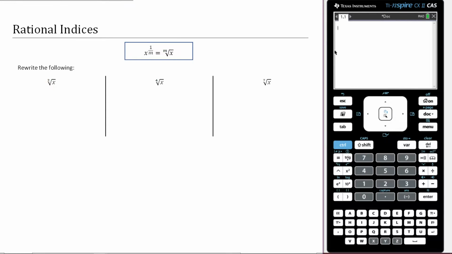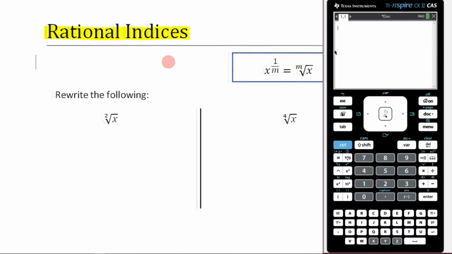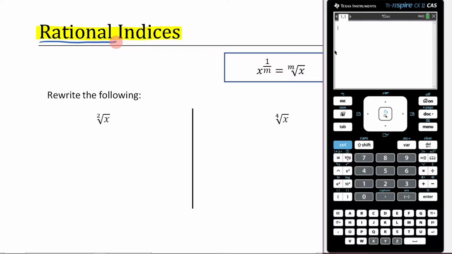Welcome. So in this lesson, we're going to talk about rational indices. Now, the first question we need to ask ourselves is what on earth does the word rational mean? Well, whenever you see the word rational, what I want you to think of is fractions. And that's all it's really saying. So we could think about this as being fractional indices.